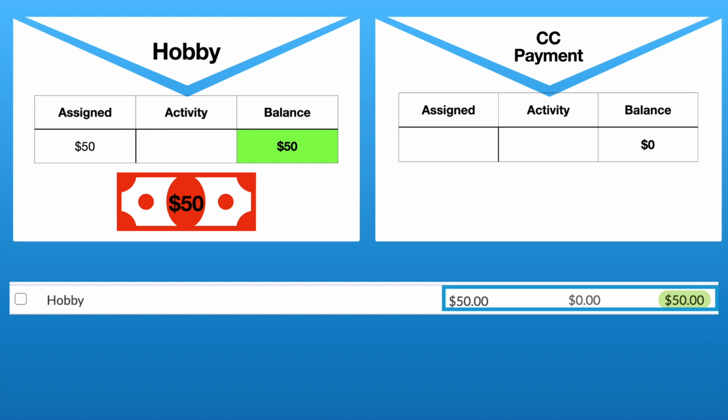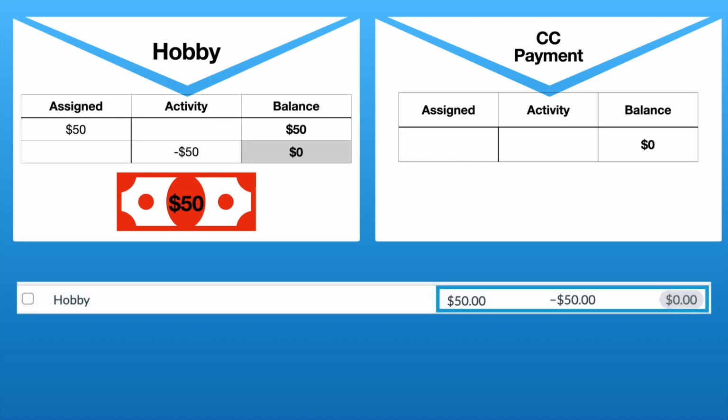Key thing to understand: the assigned column, you will assign the money in that budget screen. Activity reflects all activity across all your different accounts, so if it's on a credit card or a cash account, anything like that. And then the balance is $50. So in this case, we've assigned $50 out of our money, and we have our credit card with nothing.